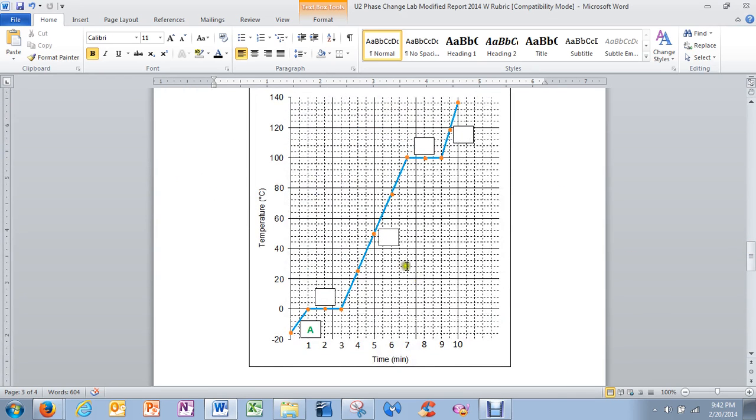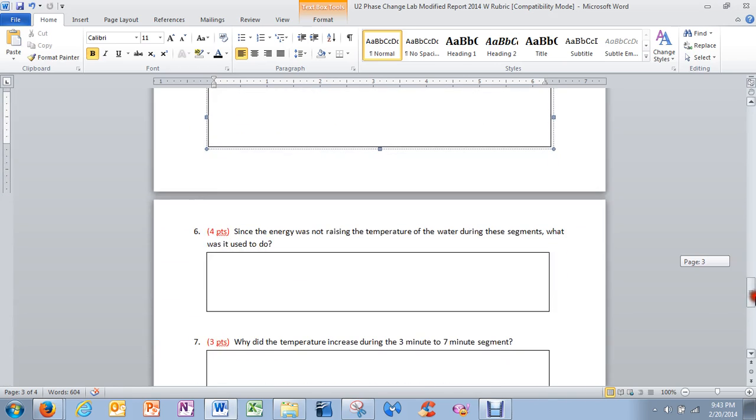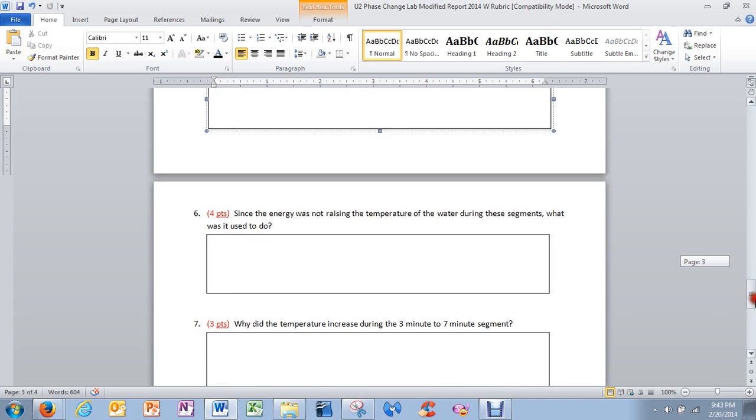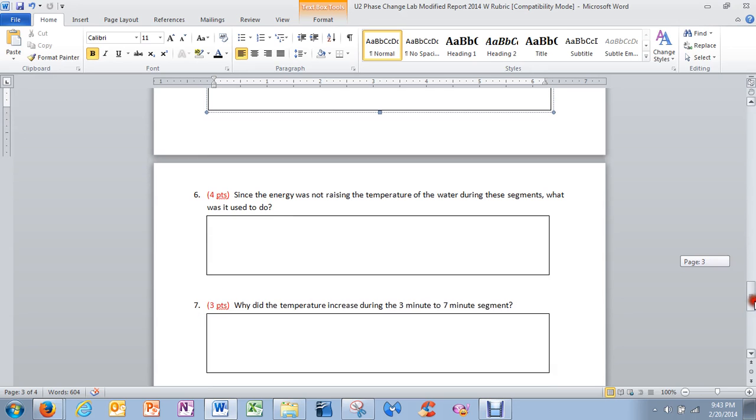It's an important thing to note that energy is being supplied to this system constantly. There's never a time when energy is turned off and everything's left to stand still. No, the energy is continually being supplied from 0 minutes to 10 minutes, as far as we know in this graph. So make sure you understand that. Make sure you come up with a good idea of what's going on when the temperatures are staying the same.